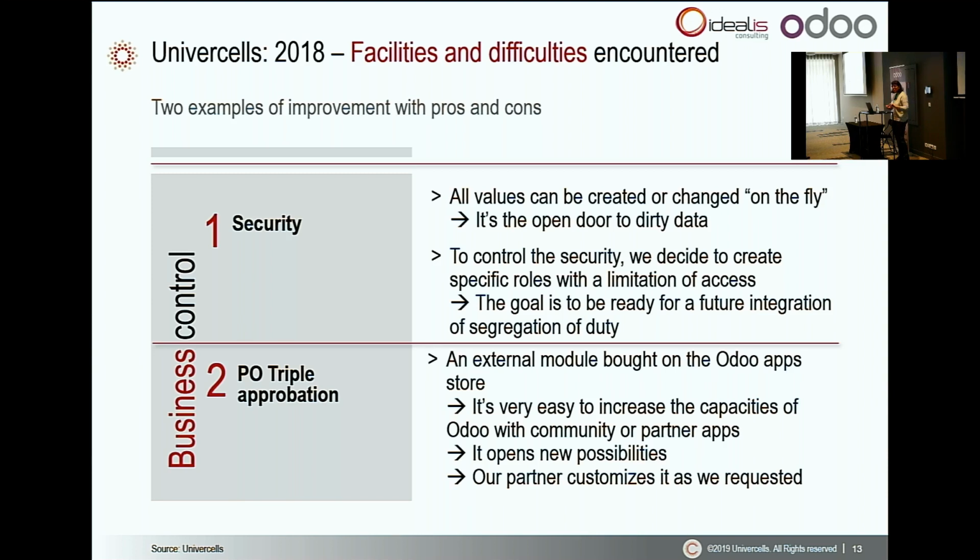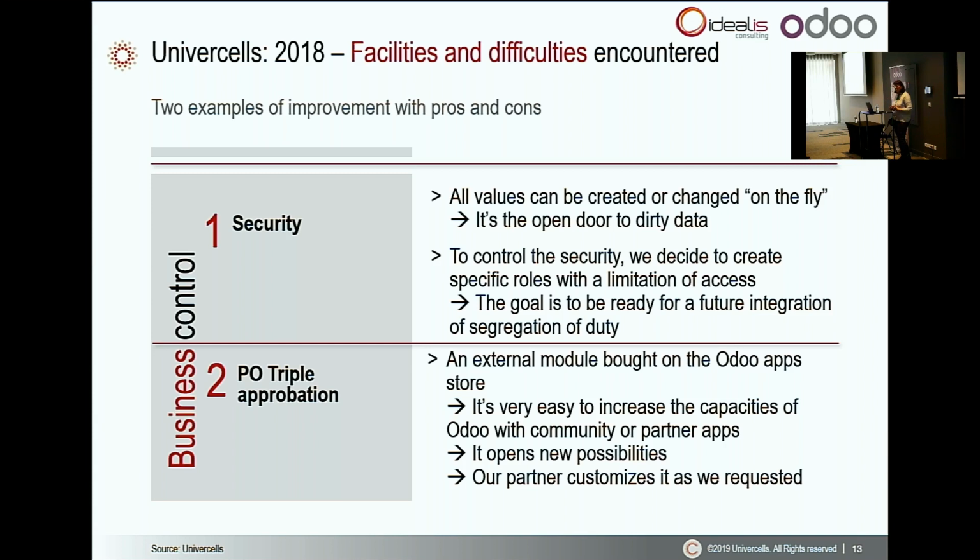And the goal was also to be ready for a future integration of segregation of duty. Segregation of duty to say, okay, you can create a supplier, but you cannot add the bank account, or you cannot manage the price for this supplier. It's really difficult to do this in Odoo.